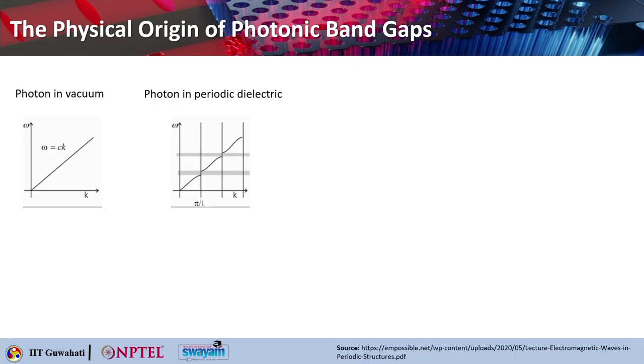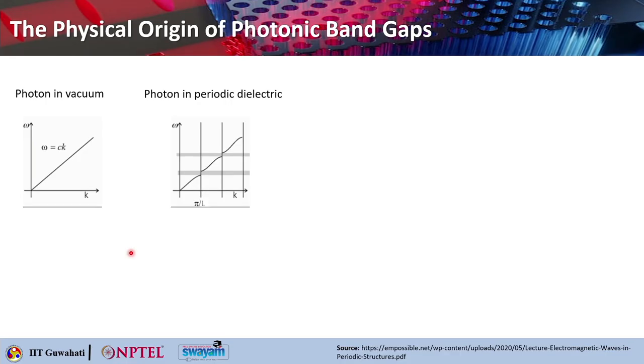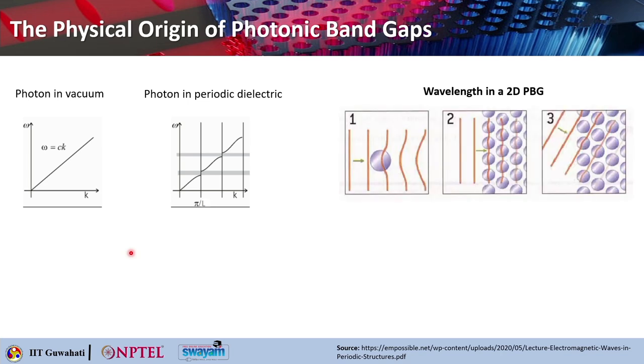So here is the dispersion relation, the omega-k diagram, for a photon in vacuum. You can see a straight line. In the case of a photon in a periodic dielectric medium, the relation more or less follows a similar pattern, but there are discontinuities at integral multiples of pi by L. We have also understood that alternating dielectric structures with high contrast can give rise to a wider band gap, and the band gap size can thus be changed.